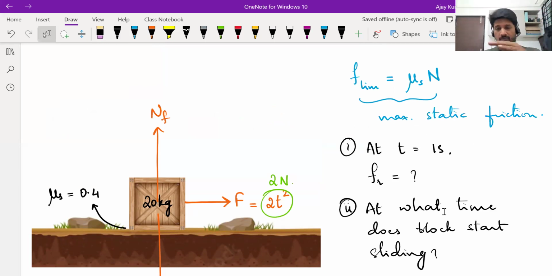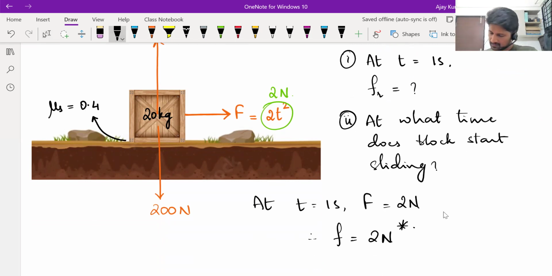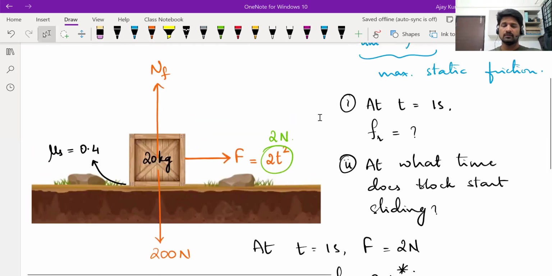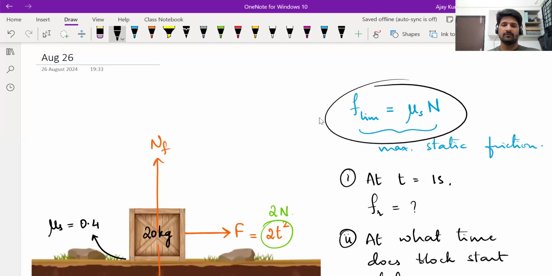You can find out how much friction is necessary to prevent sliding. Here, what I have effectively done is that only 2 newton friction is needed to prevent sliding at 1 second. So I should say friction required is 2 newton. Now I'll need to check if that much friction can be generated or not. For that we use the formula for limiting friction.